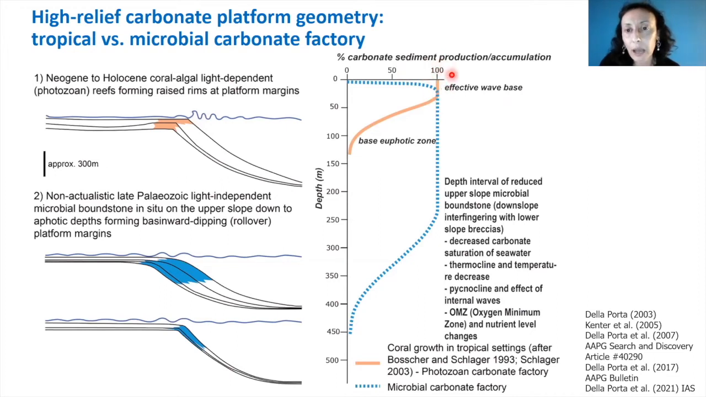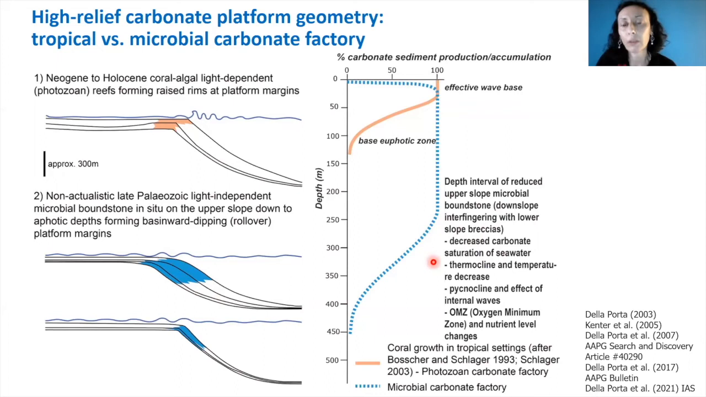To conclude, going back to the representation of the carbonate factory proposed by Schlager and the comparison of the carbonate platform production profile versus depth, if we compare present-day tropical carbonate platforms, with a carbonate factory limited to the photic zone and developing a raised rim on the platform margin, we see that microbial dominated high relief platforms have a rounded platform margin with basinward dipping beds and the carbonate factory extending to higher depth on the slope, which is the maximum water depth limit for the microbial carbonate factory.